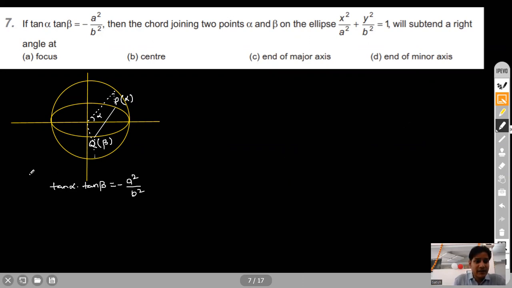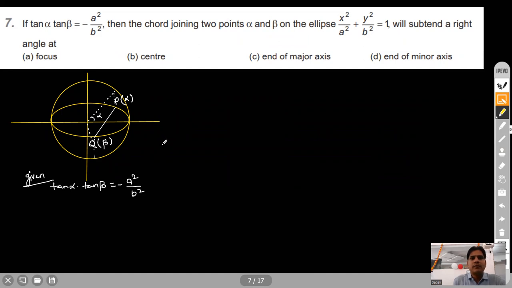But in the question, it is given that tan alpha into tan beta is equal to minus a square upon b square, right? So let me draw it neatly. Okay, everything is getting rubbed off. Then leave it, if required, we will see.